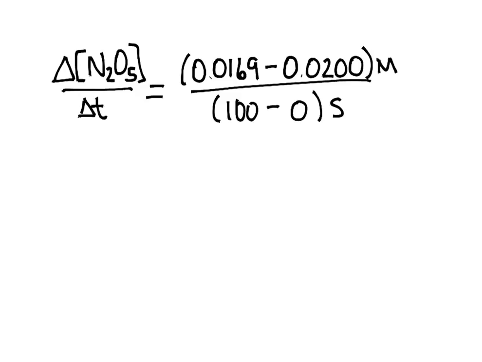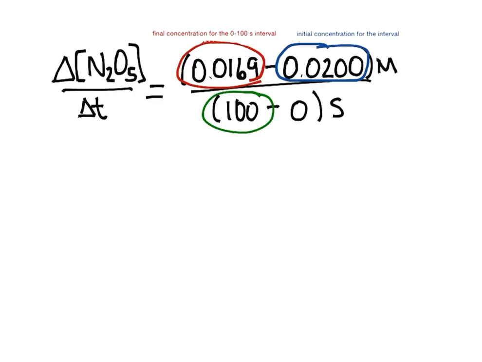And that's going to be shown here next, right? This is the final concentration for the 0 to 100 second interval. This is the initial concentration for the same interval. And then, of course, the final time for that particular interval, and the initial time for that particular interval is here. And you plug those numbers in.